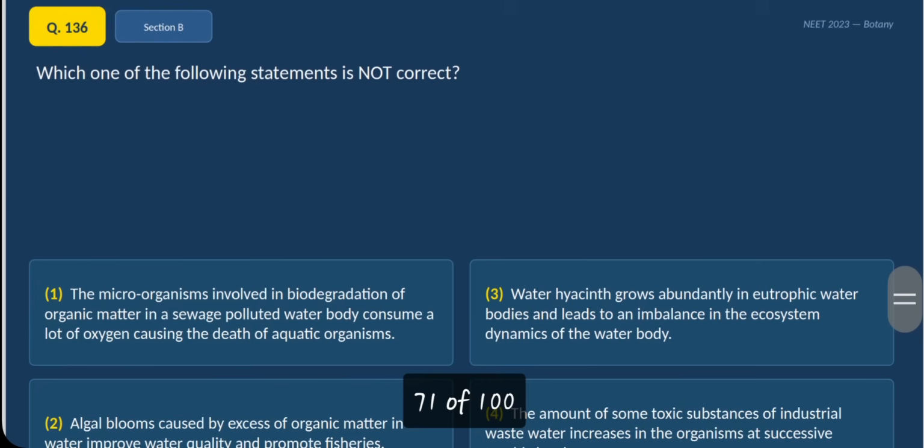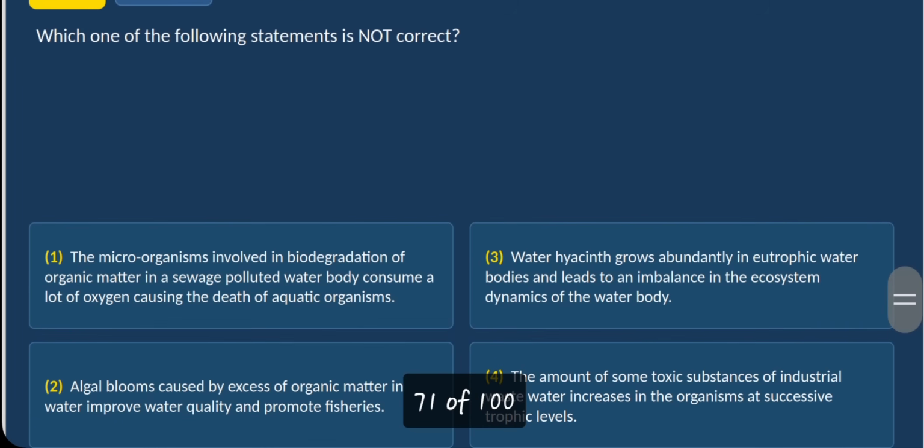Which one of the following statements is not correct? The incorrect statement we have to identify. Microorganisms involved in biodegradation of organic matter in a sewage polluted water body consume a lot of oxygen, causing the death of aquatic organisms. As the second one, algal blooms caused by excess of organic matter in water improve water quality and promote fisheries. The second one is the incorrect statement. Water hyacinth or Eichhornia grows abundantly in eutrophic water bodies and leads to an imbalance in the ecosystem dynamics of the water body. That is correct.